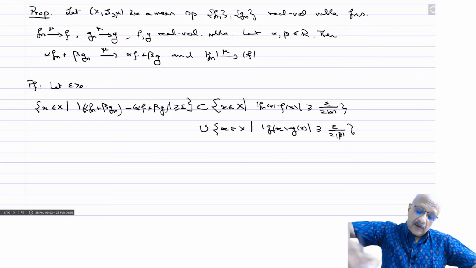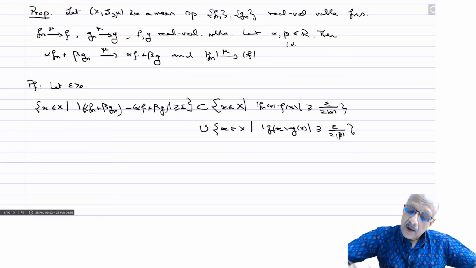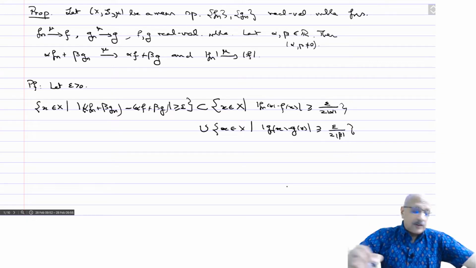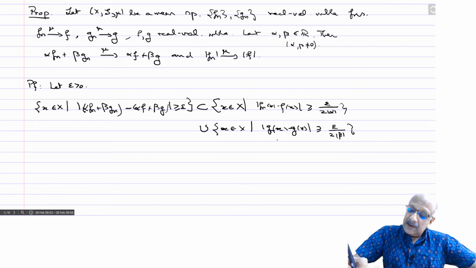So we can take, of course, alpha, beta not equal to 0, otherwise there's nothing to prove. Okay, so then for the right hand side, for n sufficiently large, the measure can be made as small as you like, and therefore this measure also goes to 0.